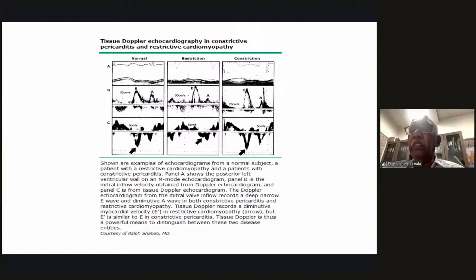Now compare that with restrictive cardiomyopathy. Look at the early tissue Doppler wave during diastole, what we call E prime. E prime is almost always less than 6 centimeters per second. Whereas in constrictive pericarditis, with the preserved longitudinal function, the E prime is by and large more than 10 centimeters per second. So this is the easier way of at least knowing whether it is a restrictive cardiomyopathy or a constrictive pericarditis. Can I have the next slide?